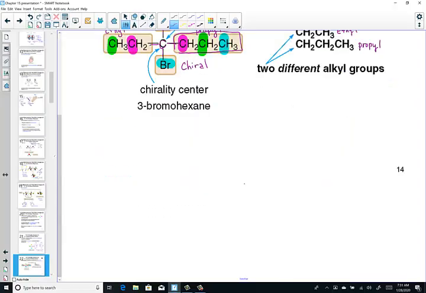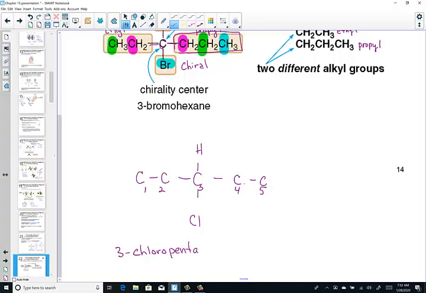Let's model one and just kind of expand that. Instead of H, I'll put a Cl. And if I had this molecule, this is simply a 5-carbon chain, at carbon 3 there's a chlorine. So we would call that 3-chloropentane. Is that chiral or achiral?